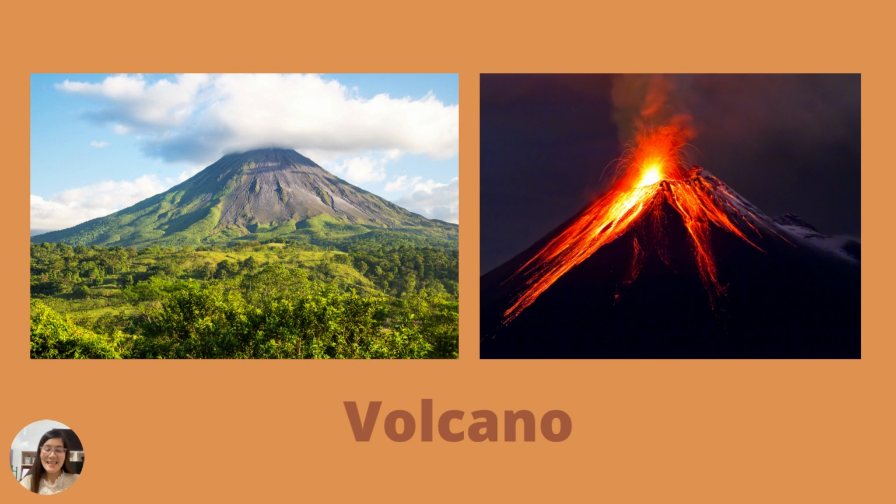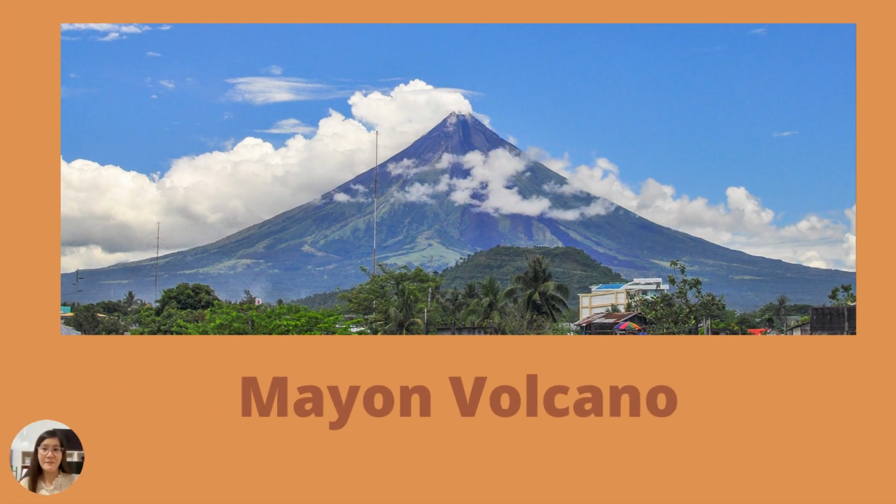Now, this is a volcano. A volcano is a special kind of mountain. Why? Because it has an opening on top, which is called a crater, from which lava, burning rocks, and ashes come out. Lava is a very hot mud. Some volcanoes are active, which means that they can erupt anytime. Others are dormant, which means that they have not erupted for a very long time.